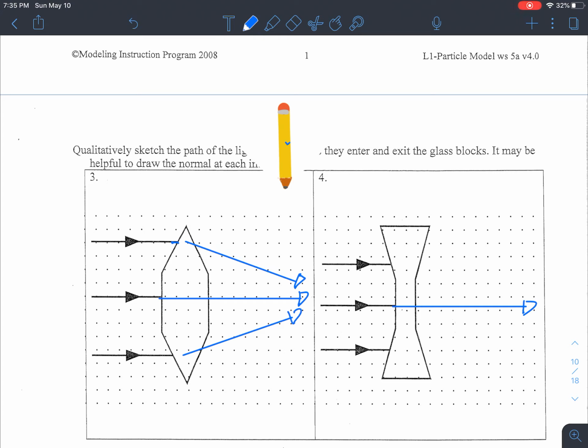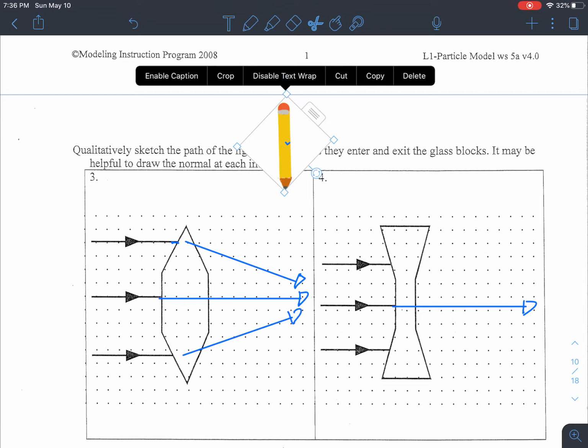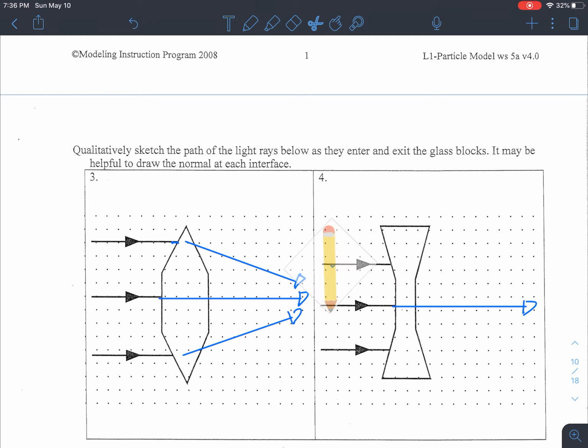Focus. So these types of lenses in number three, convex lenses, are focusing the light, concentrating it, converging the light. That's going to come back later. With the other lens, you can see it's going to do the opposite.